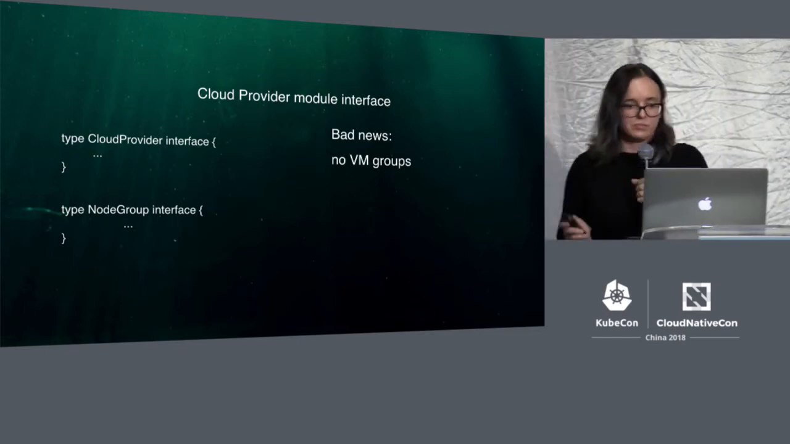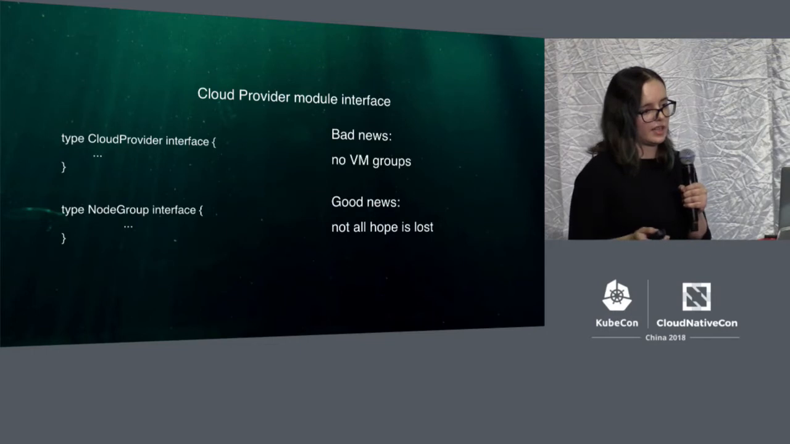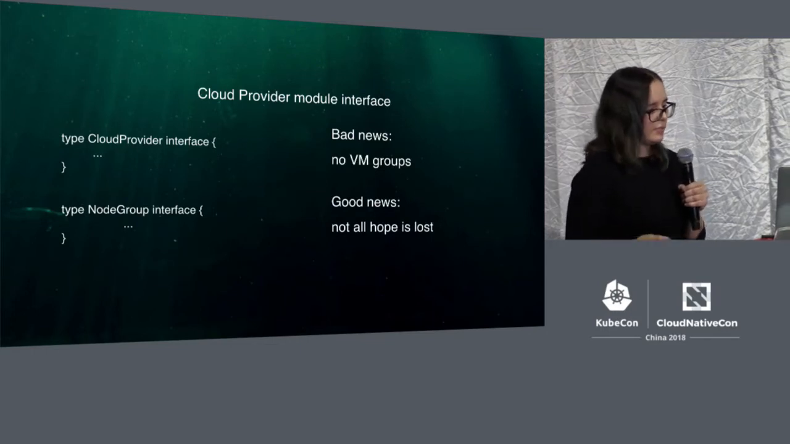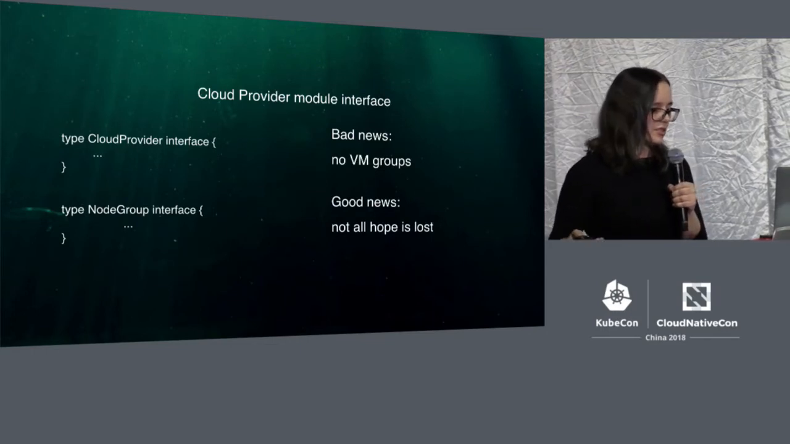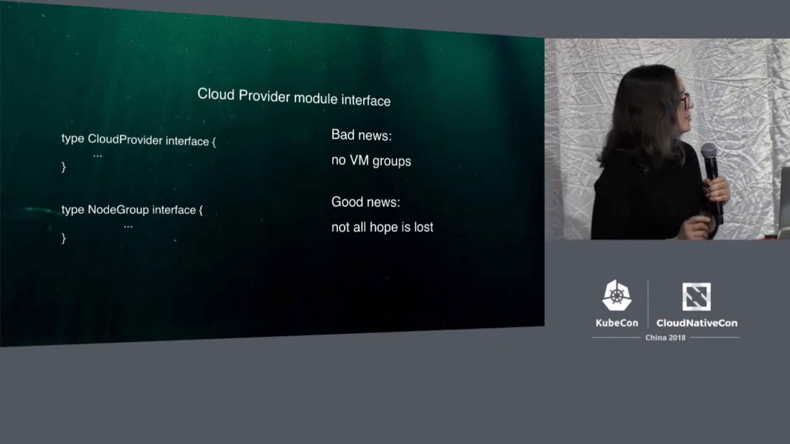So in my opinion, not all hope is lost. I haven't done it, I haven't seen anyone do it, but I don't see any issue preventing implementing node groups directly in the cloud provider module. I believe it should be possible, although of course it's going to be much more complicated because you will effectively have to implement the logic of VM instance groups inside this cloud provider module. But in principle, I believe it's possible.